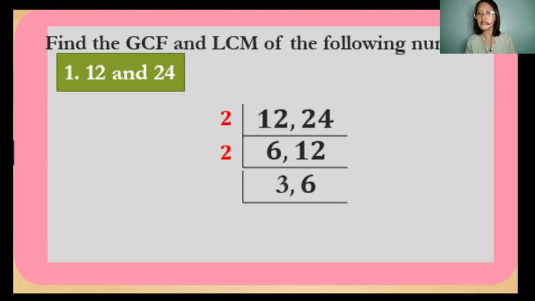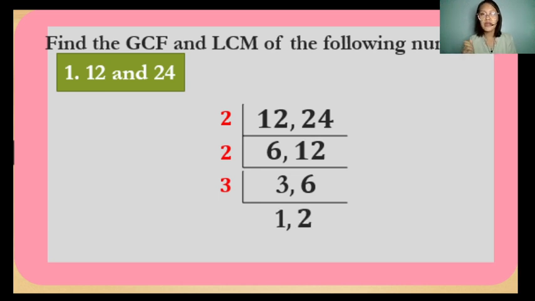Then, si 3 and 6 cannot be divided by 2. So, skip na natin si 2. Next prime number, 3. Si 3 and si 6 ba ay divisible by 3 or pwede ba siyang ma-divide by 3? If yes, use 3 as a divisor. And then, get the quotient 1 and 2.